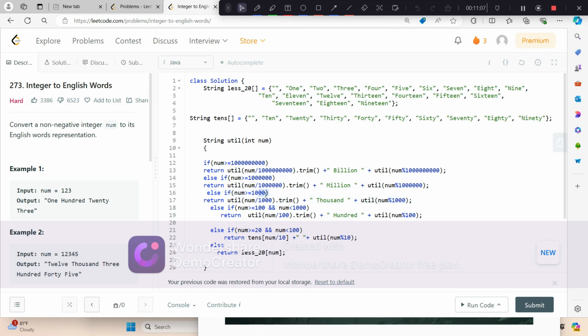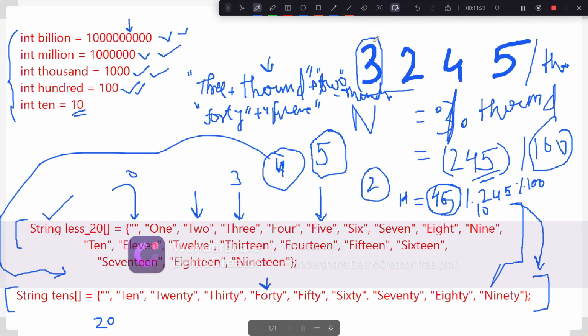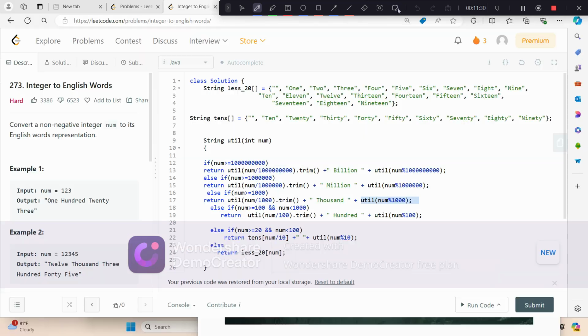Now we are checking, else if num is greater than or equal to 1000, that means we have to look for thousands. So see here, we are checking how many thousands are there and then appending "thousand", and then we are calling for the remaining numbers, just like we called here, right? We were calling it after doing 324, we were looking for 245, so we did modulus of 1000. For the same reason I am doing it here.